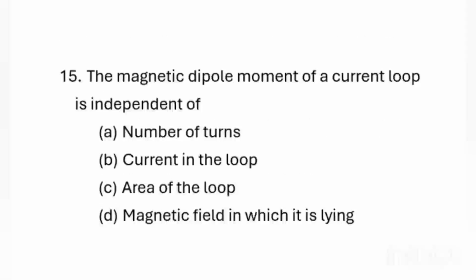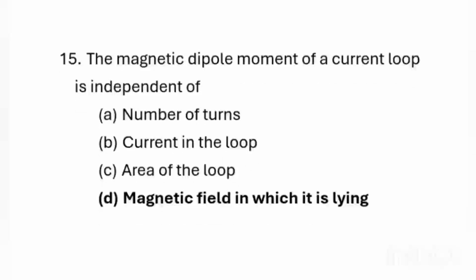Question number 15. The magnetic dipole moment of a current loop is independent of option A. Number of turns, option B. Current in the loop, option C. Area of the loop, option D. Magnetic field in which it is lying. Here the correct answer is option D. Magnetic field in which it is lying.